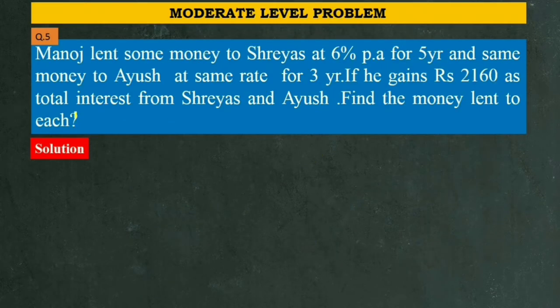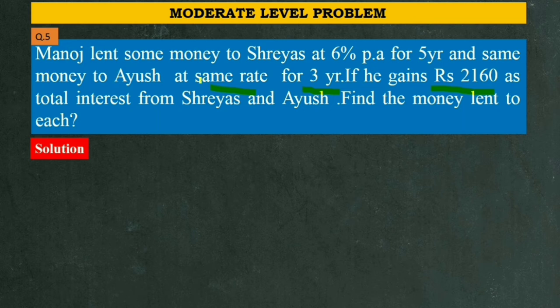Now we will look towards the fifth problem. Manoj lends some money to Shreyash at 6% for 5 years and the same money to Ayush at the same rate for 3 years. If he gains rupees 2160 as a total interest from Shreyash and Ayush, find the money lent to each.